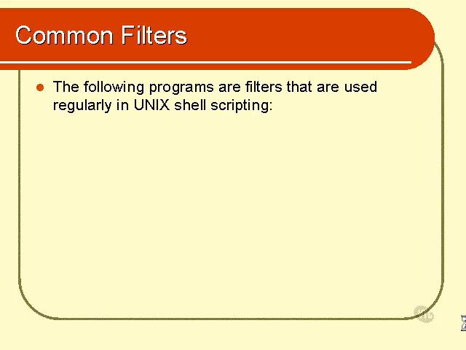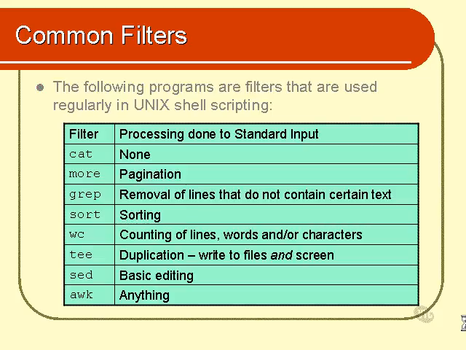Let's have a look at some common filters. These are used regularly in Unix shell scripting. We have got cat, of course. You may ask yourself, what processing is done by cat? Well, none, really. You could say that it's the no processing filter. Whatever input it receives, it just puts it straight back out to the screen. And yes, of course, because cat is a filter, it is possible to type cat by itself on a line with no parameters, and it will just sit there waiting for input from the keyboard, and whatever you type, it will echo back out to the screen.